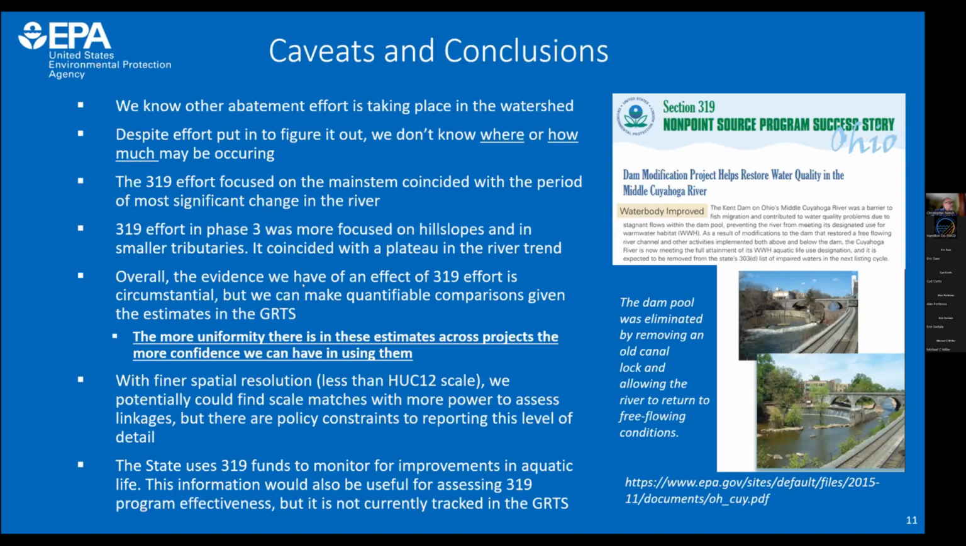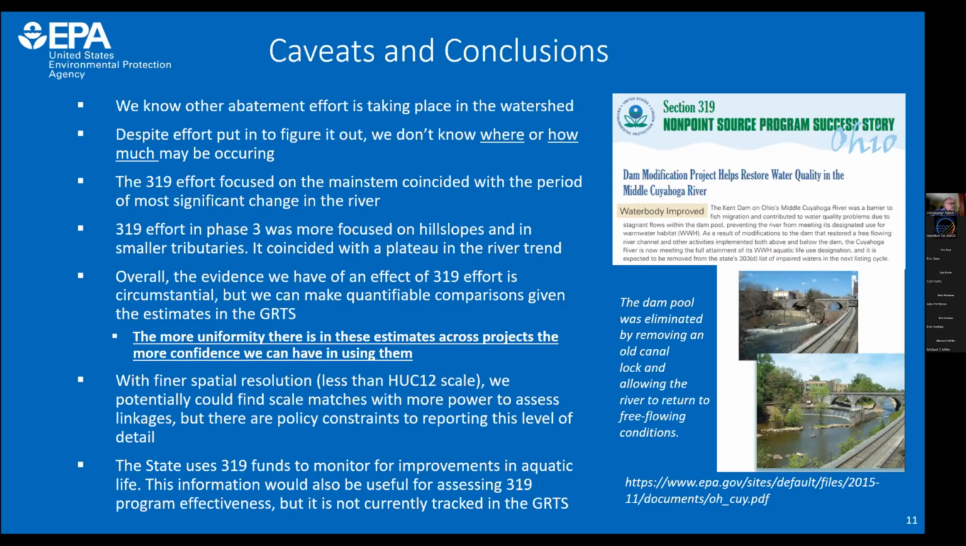Overall, the evidence we have of an effect of a 319 effort in the river is rather circumstantial, but we can make quantifiable comparisons given the estimates in the grids. And the more uniformity there is in these estimates across projects, the more confidence we can have in using them. And that's really the intent of this workshop today.